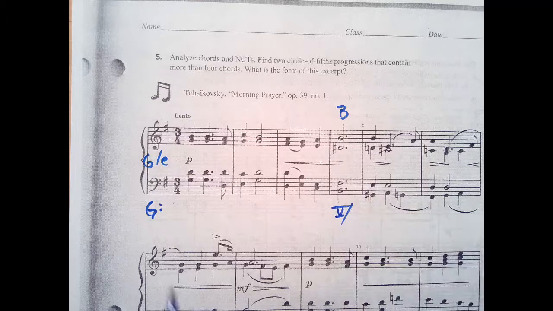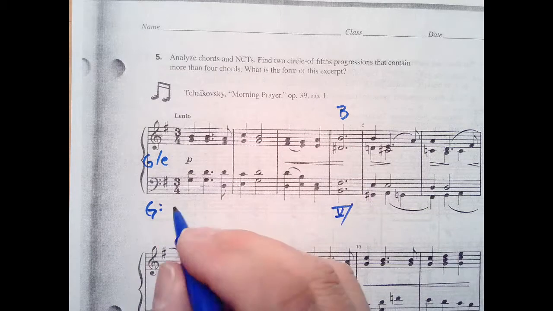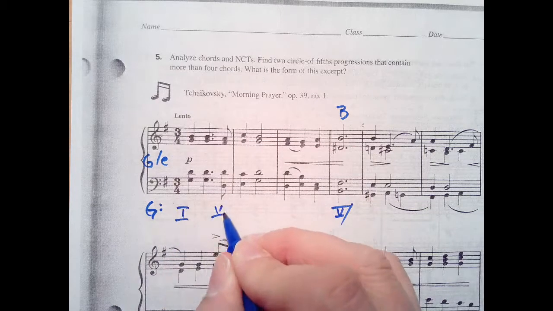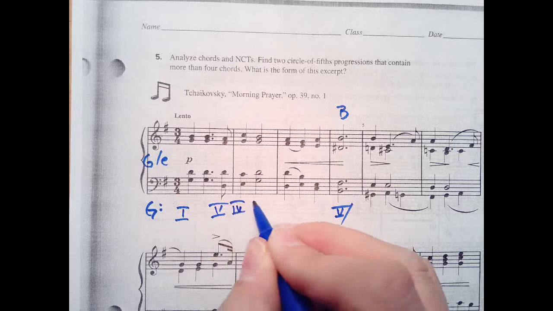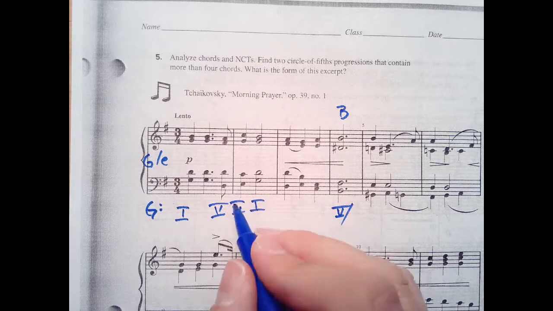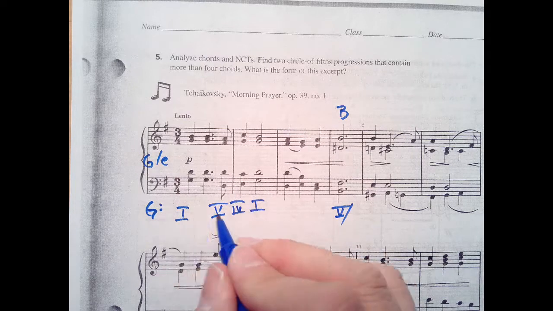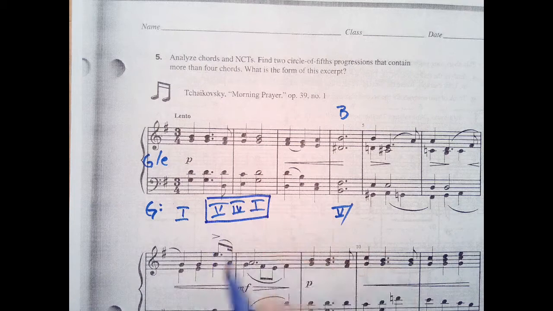Here in the first phrase, we've got 1, 5, 4, 1. This is an unusual progression right here to go from 5 to 4 to 1. Interestingly, in the last piece, page 151, the piece also went 1, 5, 4, 1, which is unusual.